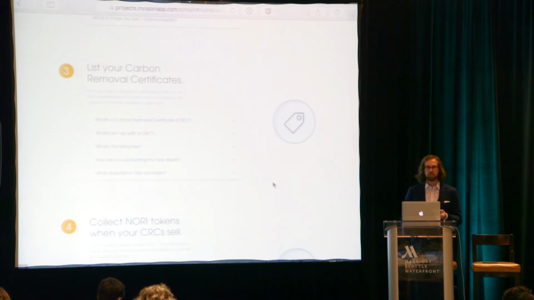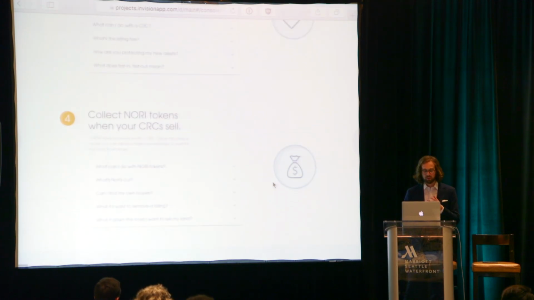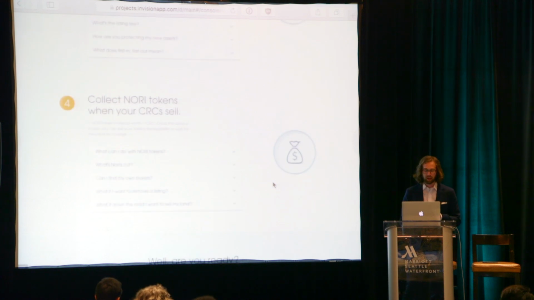After the CRCs are verified, they're going to be listed for sale in our queue. So the questions are, what's a carbon removal certificate? What can I do with a CRC? What's the listing fee? How are you protecting my new assets? What does first in, first out mean? We'll explain all that as we look at it.